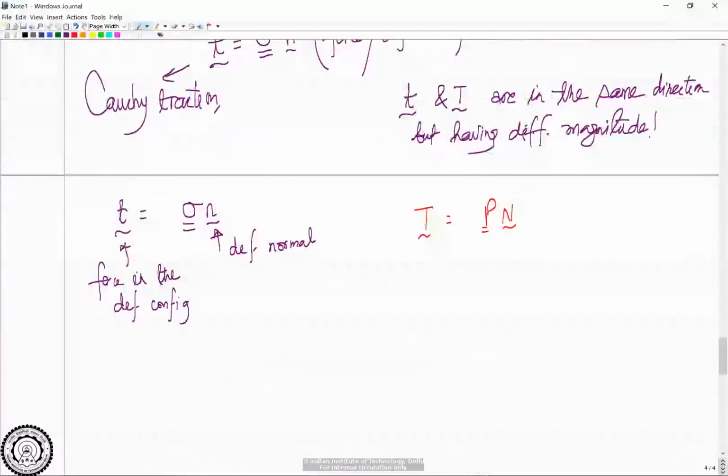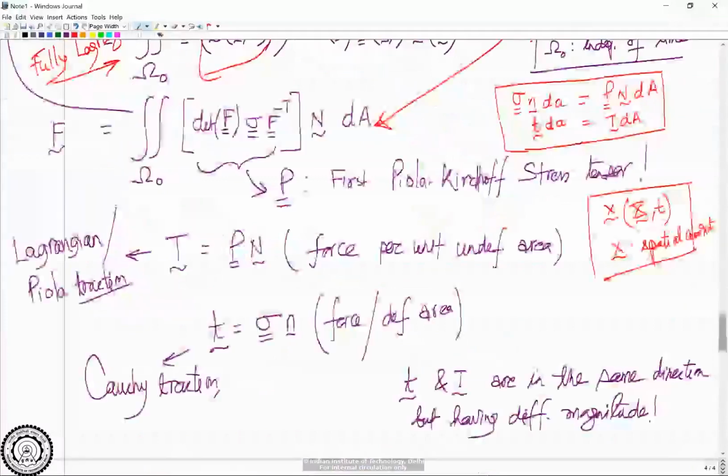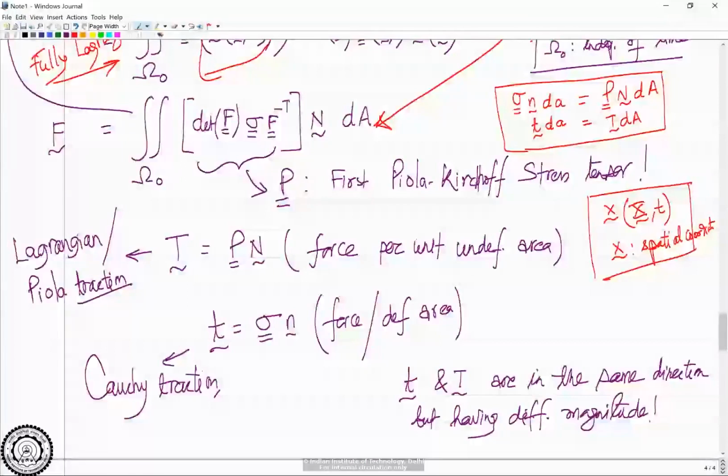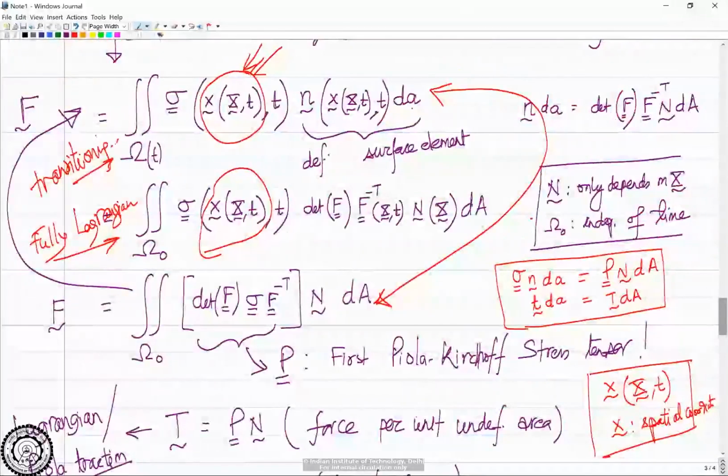Yes, tell me. Sir, I have a doubt in the expression of force. In the fully Lagrangian description that you have written, since we are writing small x in the form of capital X, shouldn't we have changed sigma to some other function variable? Of course, yes, we should change it. To be mathematically rigorous, we should call this sigma as some sigma hat. So you are right.